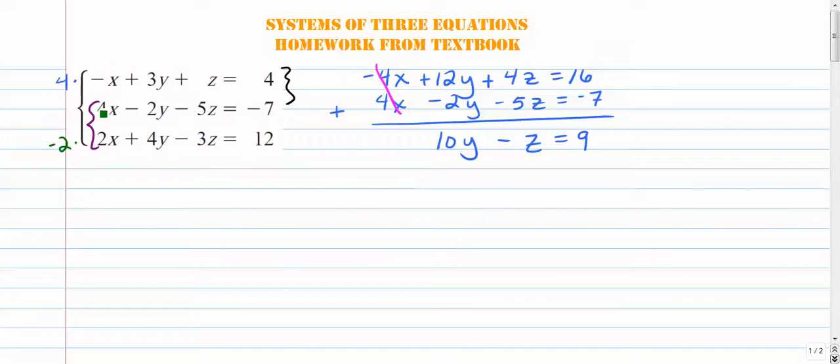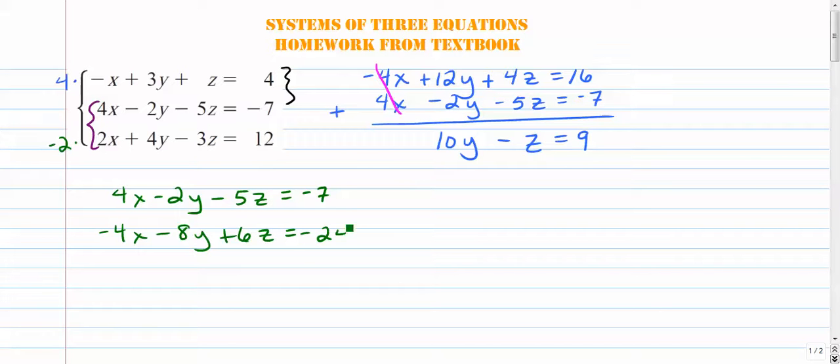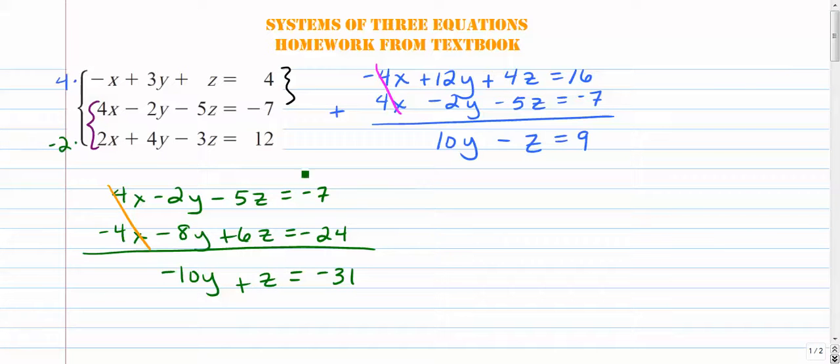Let's rewrite the middle one. 4x minus 2y minus 5z equals negative 7. Negative 4x minus 8y plus 6z equals negative 24. Add those together. We get some elimination right there. Negative 10y plus z equals negative 31. And we'll just simply kind of bring them together now.